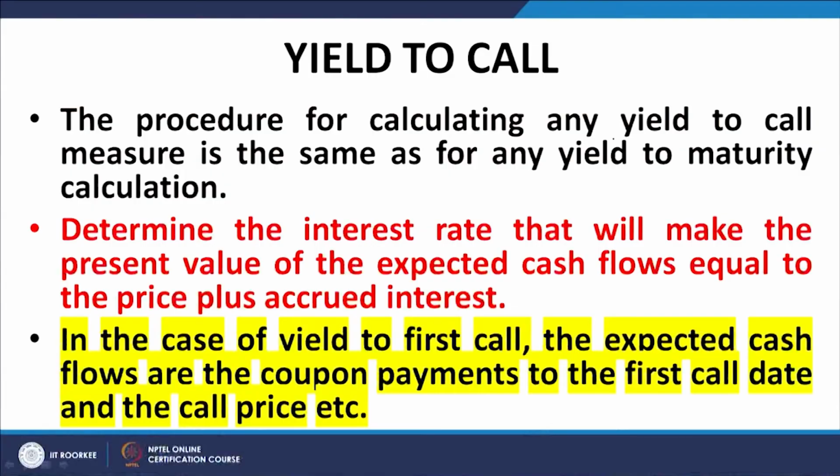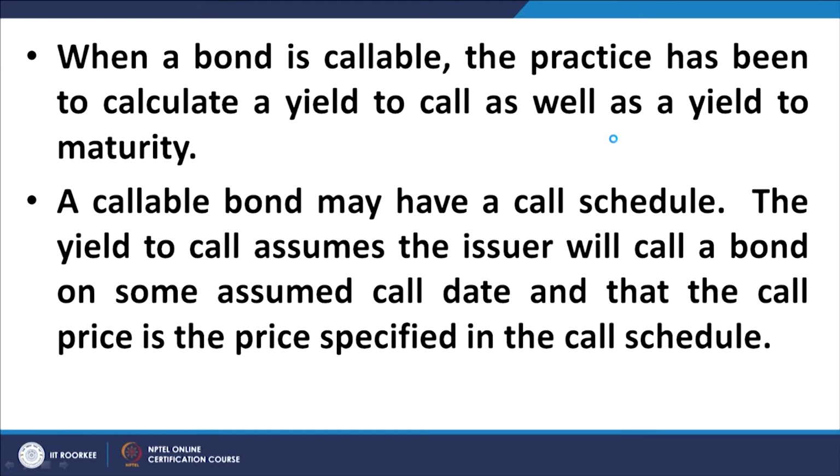So, we now do not hold the bond to maturity, we hold the bond up to the call date, and then we also use the price at which the call is exercisable by the issuer, and we work out a return. In the case of the yield to first call, the expected cash flows on the coupon payments to the first call date and the call price are used, as I mentioned just now. When a bond is callable, the practice has been to calculate a yield to call as well as a YTM, assuming that the call is not exercised. A callable bond may have a call schedule.